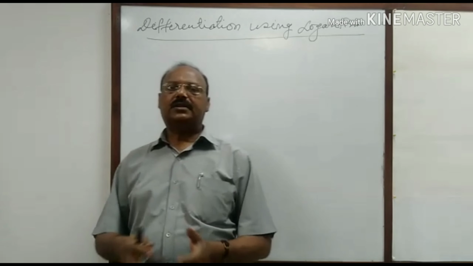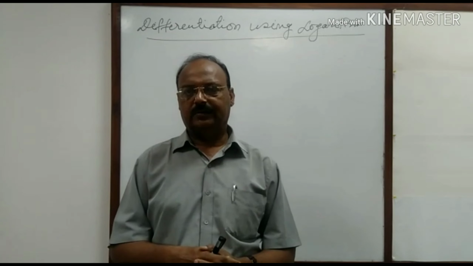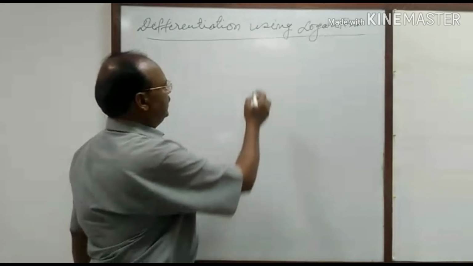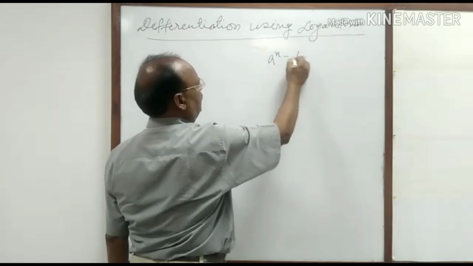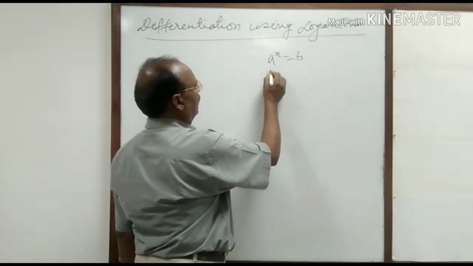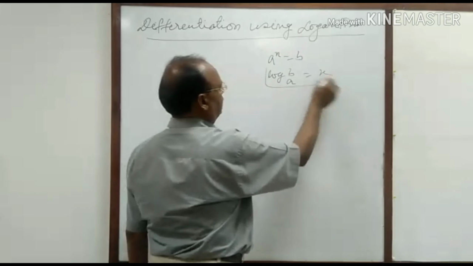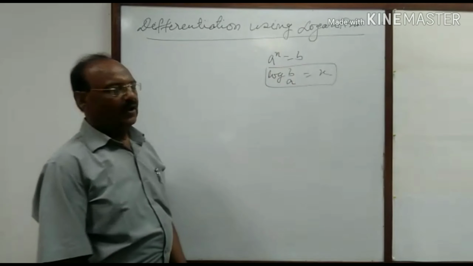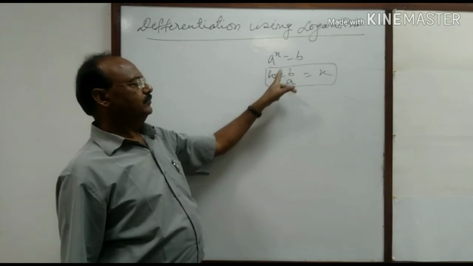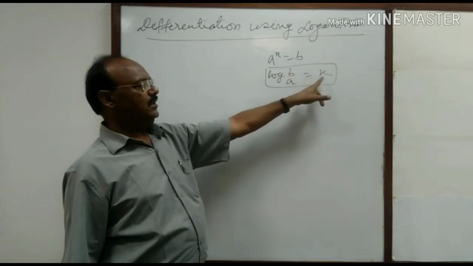Before starting some questions, I would like to give some focus on logarithm. So let us start with the definition of logarithm. If you write a to the power x is equal to b, then in the logarithmic form, this is written as log of b to the base a is equal to x. So here this exponent, this power, is the value of the logarithm of b to the base a.